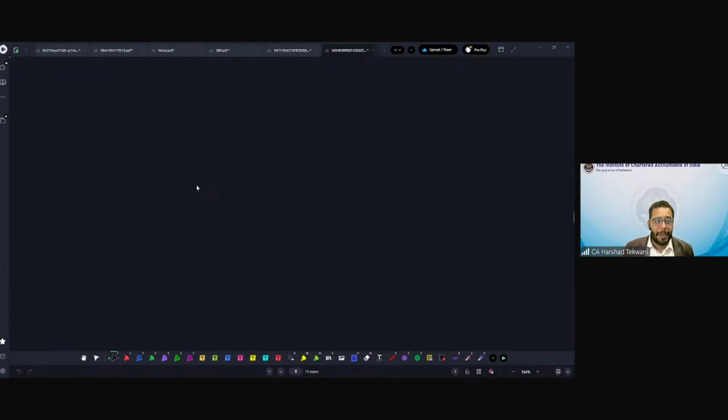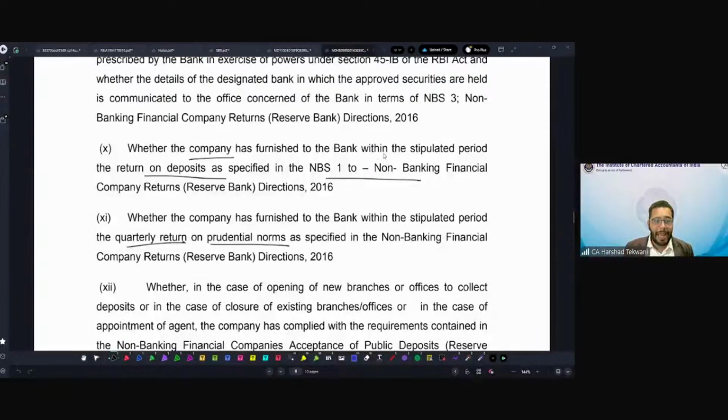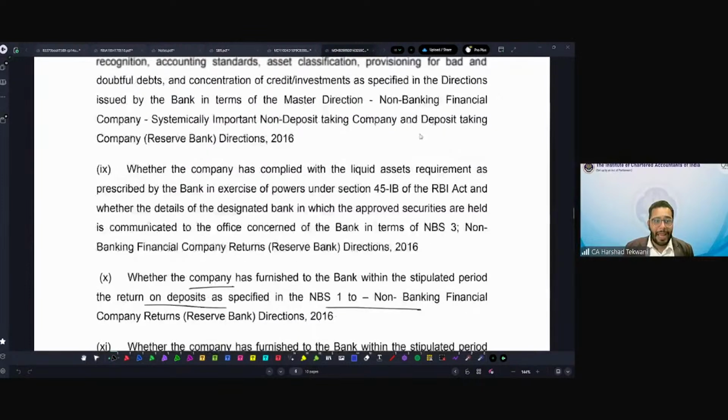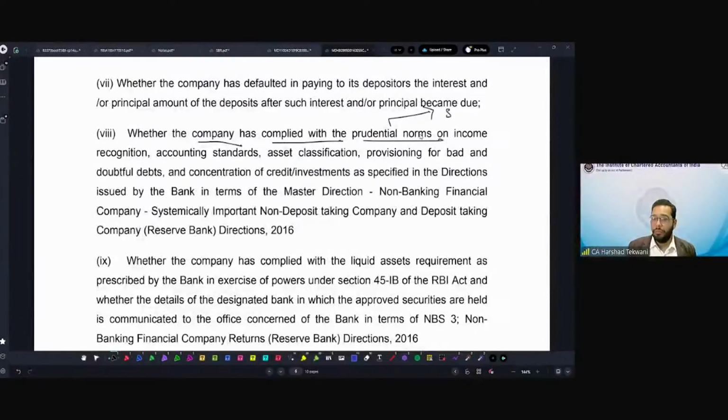Whether the company has complied with the prudential norms. Now, to understand prudential norms, I need to understand the scale-based regulation, and then I need to go for prudential norms, and then I need to say, okay, they have complied or not complied.